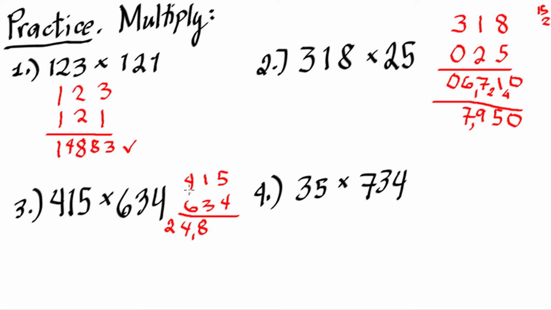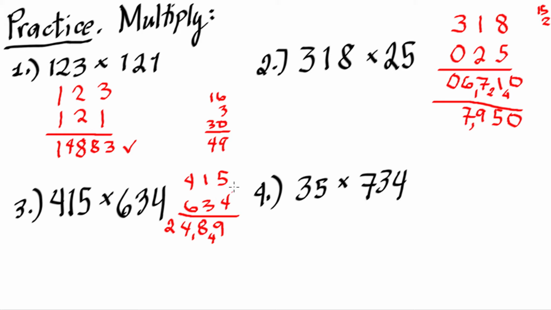Now the middle crosswise, 4 times 4 is 16. I think I need to write that. 16 plus 1 times 3 is 3. And then 5 times 6 is 30. So that's going to give us what number? 49, right? So this is going to be 49 in the middlemost.